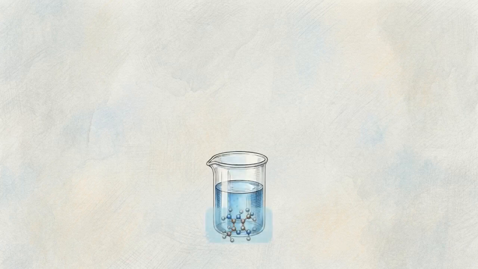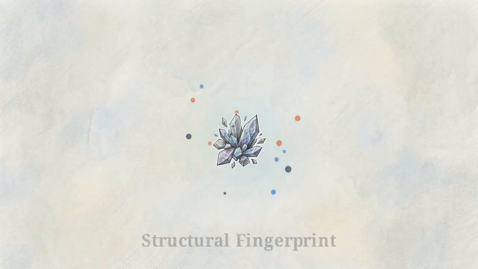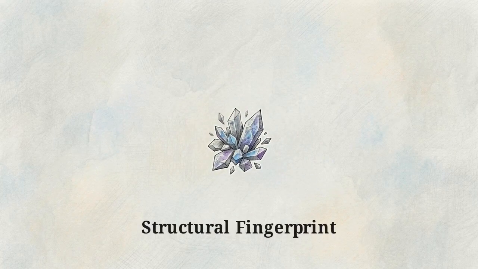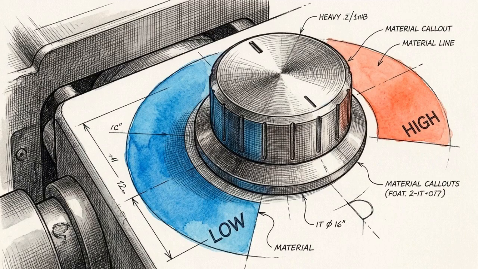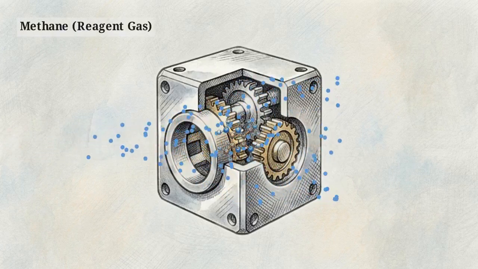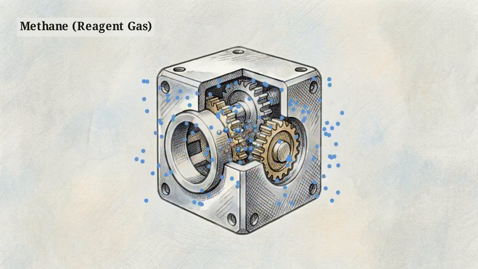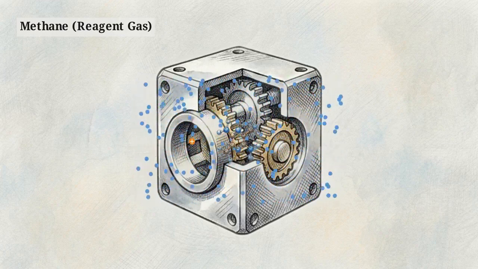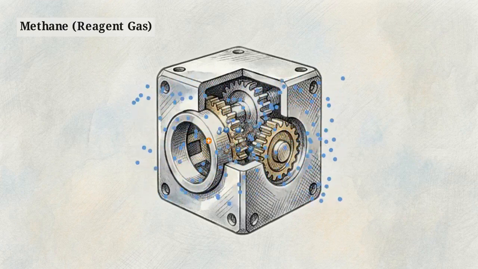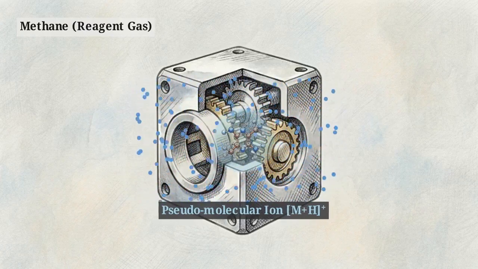While EI is unmatched for structural verification, it destroys the intact molecular weight and requires samples that can be vaporized into stable gases. To preserve the parent molecule, engineers developed chemical ionization, or CI, a method designed to dial down the energy transfer. CI uses the same hardware as EI, but operates at a higher pressure by flooding the chamber with a reagent gas, typically methane. Because the methane is far more abundant, the 70 electron volt beam ionizes the background gas first, leaving the analyte untouched. The ionized methane then collides with the neutral analyte, transferring a proton via a mild reaction.